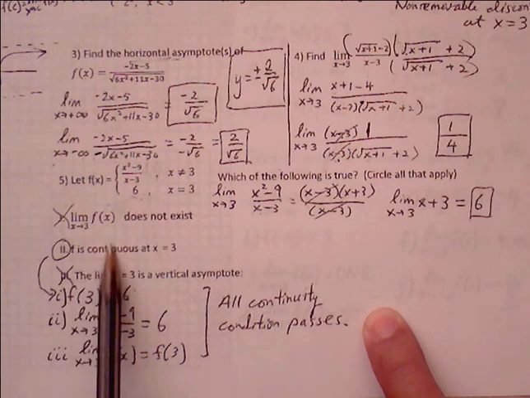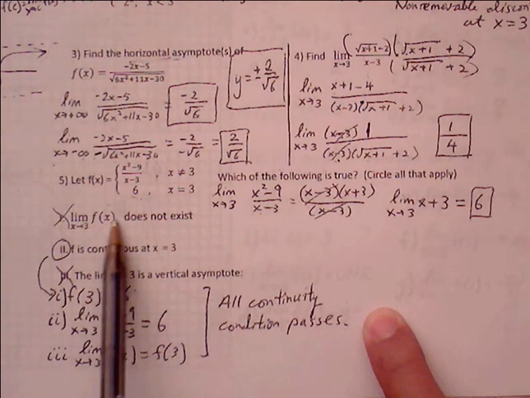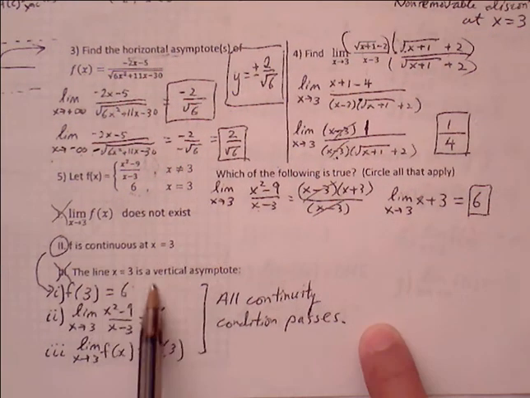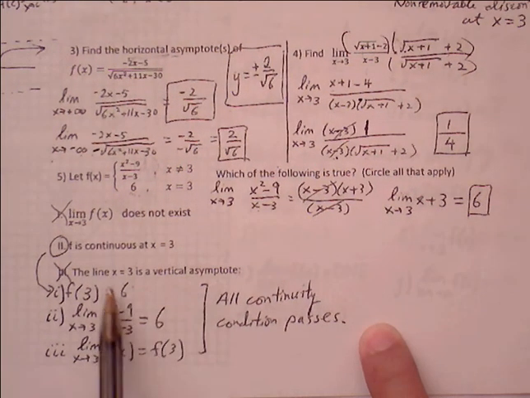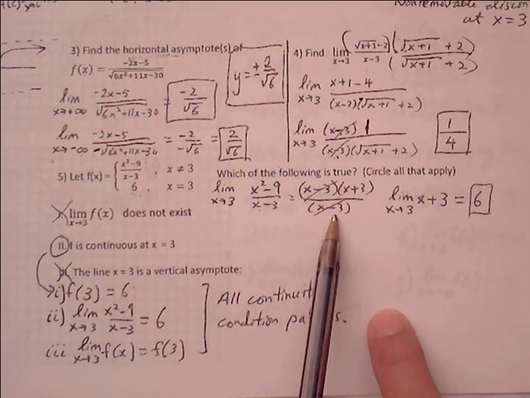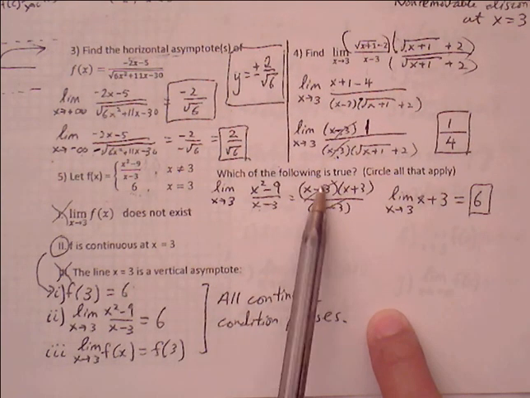Okay, so we look at our choices here. Limit does not exist. We know that's false because we see the limit does exist. Function is continuous, matches all 3 conditions. The line x equals 3 is a vertical asymptote. Okay, it's not quite a vertical asymptote. We see that there's actually a hole in the graph.